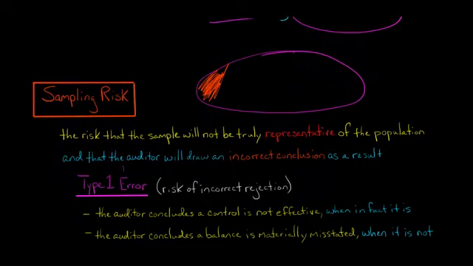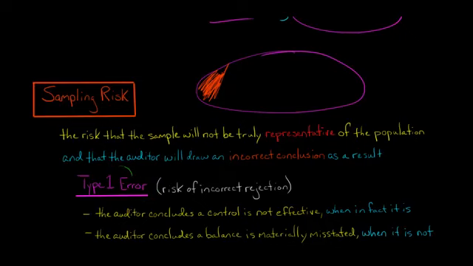So we've got a type 1 error, which is the risk of incorrect rejection. What that means is you look at this and you say, okay, I think, based on this sample, all the accounts receivable is overstated. But what if it was just this particular sliver that was overstated? And in fact, if you were to see the entire population, you would decide that, yeah, actually, accounts receivable are not overstated. So that's an example of type 1 error.